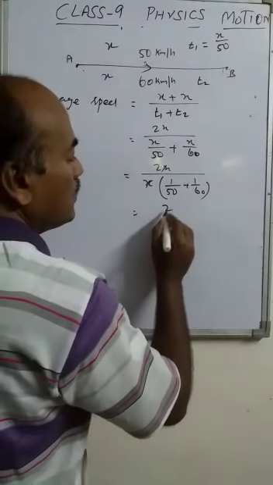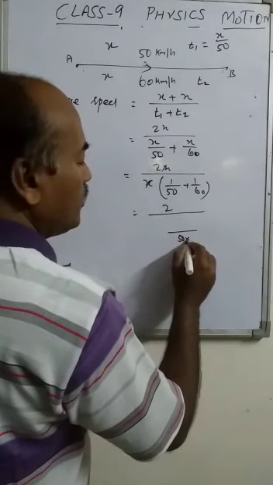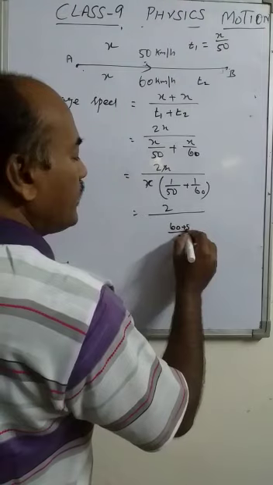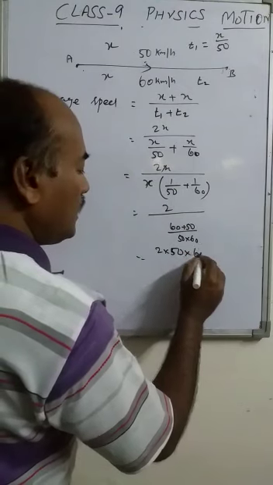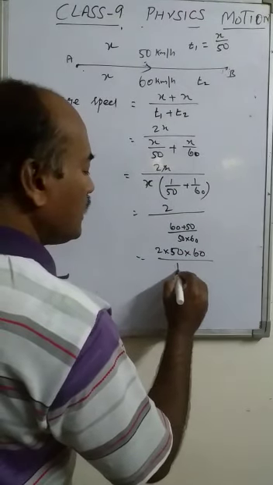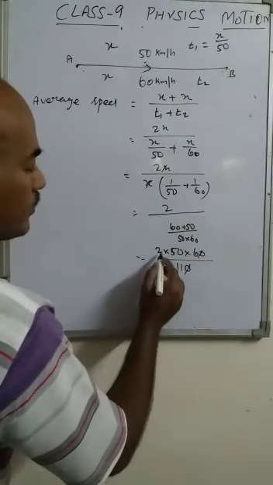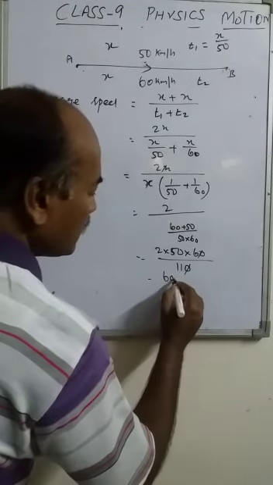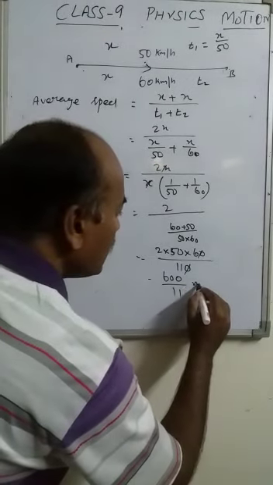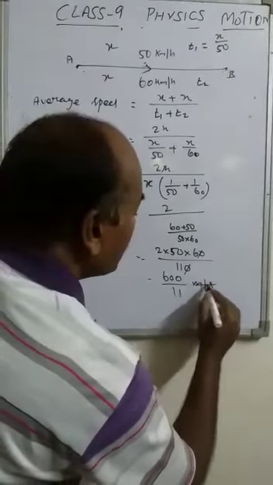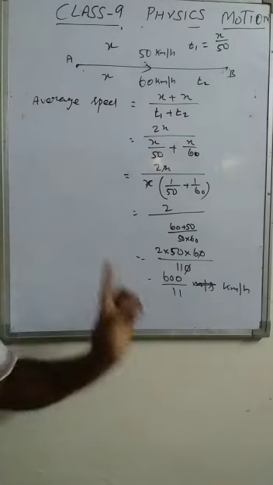So it is 2 upon, you can calculate. Now here it is 50 into 60 and 60 plus 50. We are taking LCM. Then calculating 2 into 50 into 60 upon 50 plus 60, that is 110. Now calculate this. You get 6000 upon 110, that is 600 upon 11. Sorry, it is given in kilometer per hour. You are supposed to write the units properly. This is the average speed.